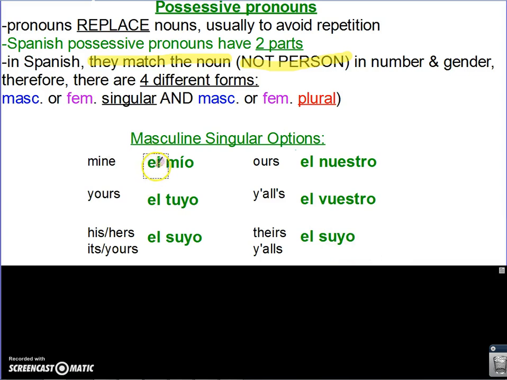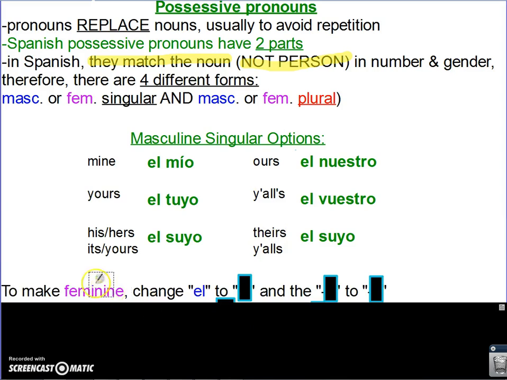So notice they have 2 parts. They have el plus the second word, like I said up here, 2 parts. But there are 4 different versions of this chart because if I need to make them feminine, if I'm describing a table, mesa, instead of book, libro, I'm going to have to turn this into a feminine version of this.